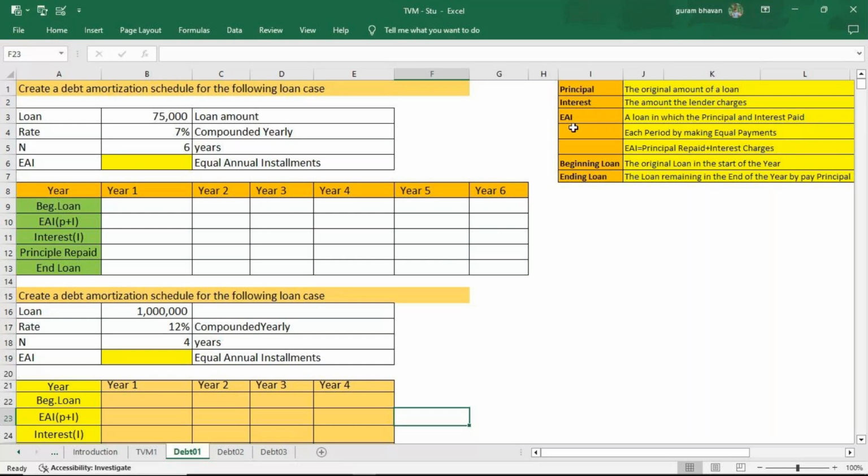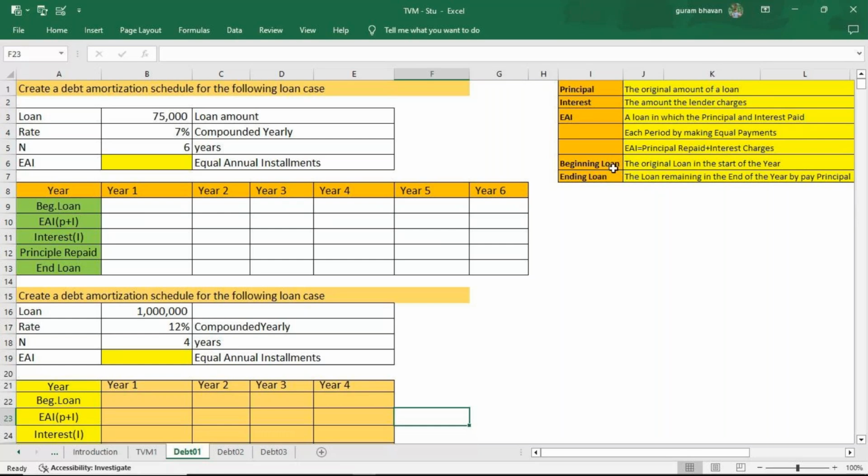So EAI, equal annual installments, a loan in which the principal and interest are paid each period by making equal payments. And EAI means it will be equal annual installment. That means annually once I am going to pay. Okay, so EAI will be equal to principal repaid plus the interest charges. That will be my EAI.